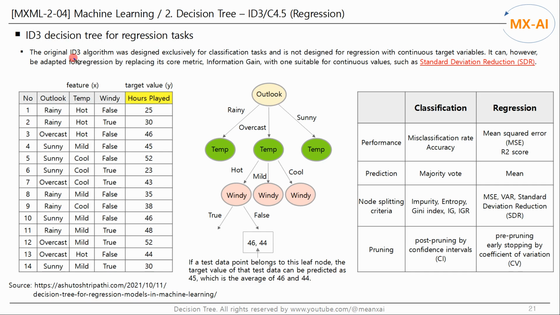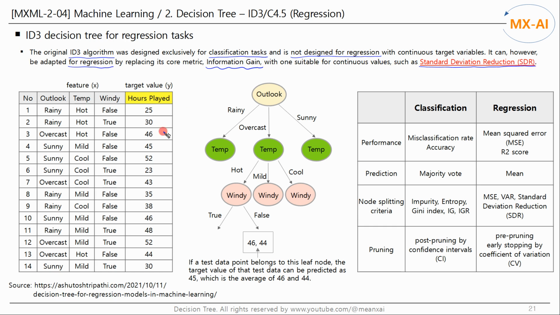The original ID3 algorithm was designed exclusively for classification tasks and is not designed for regression with continuous target variables. It can, however, be adapted for regression by replacing its core metric information gain with one suitable for continuous values, such as Standard Deviation Reduction, SDR.